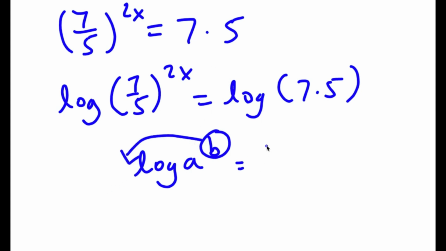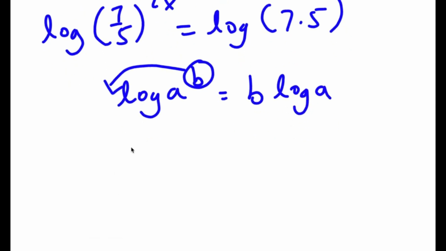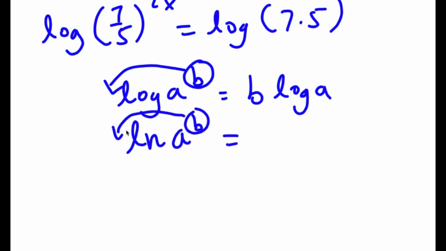So then this would be equal to b times log a. And the same thing actually works for the natural log, ln. So if I had ln a to the power of b, I can actually move this exponent b to the front, so this would equal b times ln a.